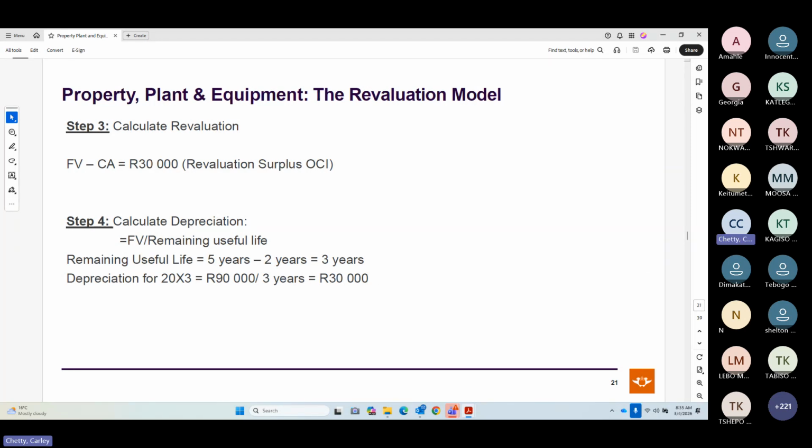Okay. So remember the 5 years, that is the total useful life that was given in the scenario. That is straight line depreciation. Okay. But here, once the revaluation is done, in step 4 you need to take the fair value divided by the remaining useful life. So you cannot use 5 years. So you're going to see how many years you have already depreciated. And in this question, we depreciated 2 years for 2021 and 2022. So that leaves us with a remaining useful life of 3 years. Okay.